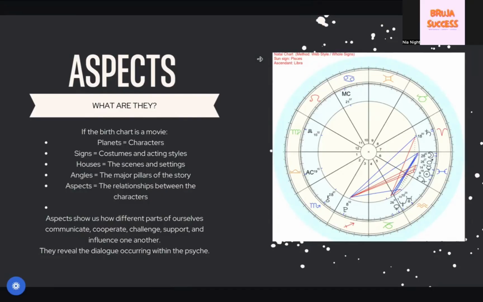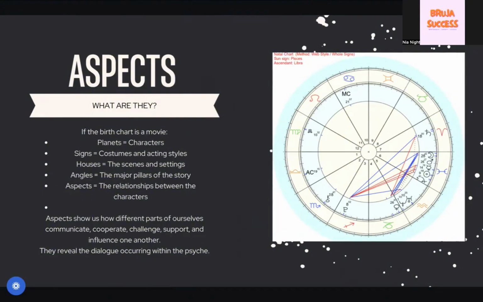An aspect is simply the angle formed between two planets. So these lines are showing the angle between Pluto, for example, and Saturn. And depending on the angle, the planets will create a unique relationship. Some angles create conversations that feel easy. Some angles might create friction. Some might inspire growth, some might inspire challenge, and you'll learn about that as we get into the 5 major aspects.